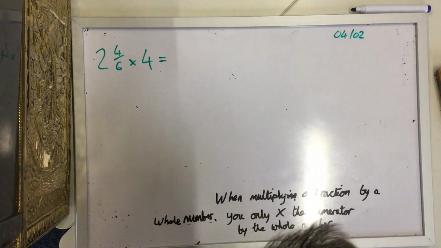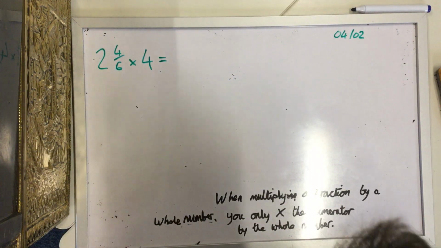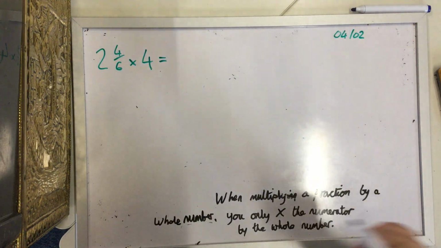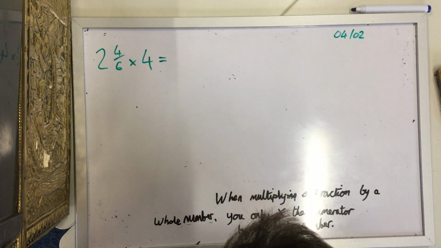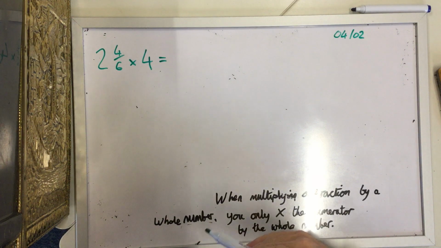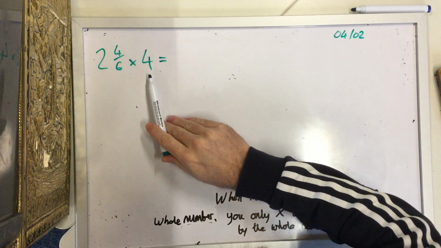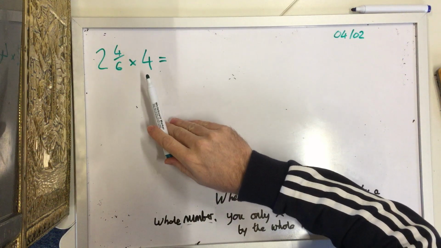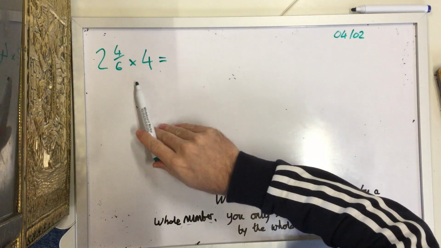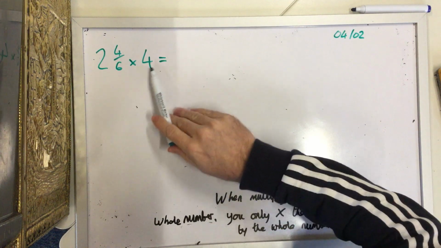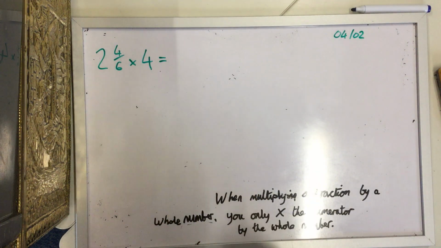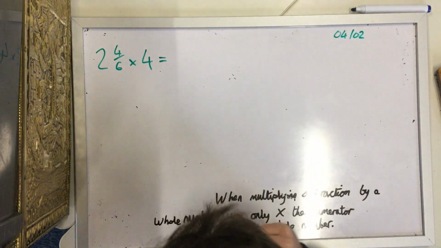Okay, so we're continuing looking at multiplying a mixed number by a whole number. But today, our answer is going to go beyond the whole. What that means is, obviously we've got our mixed number here and our whole number there, but our answers are going to go beyond what 2 times 4 is.